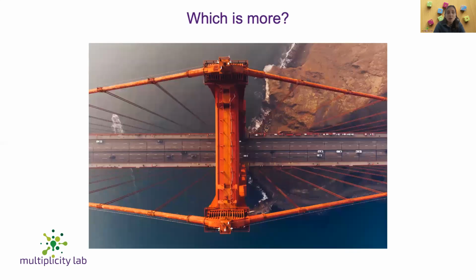In the real world, which is more questions are all around us. Look at this image of the Golden Gate Bridge from above. Are there more cars on the left or the right? In this case, students might count the cars one by one or subitize the cars into groups. Here, depending on how you count, you might find that there are an equal number of cars on the left and right.